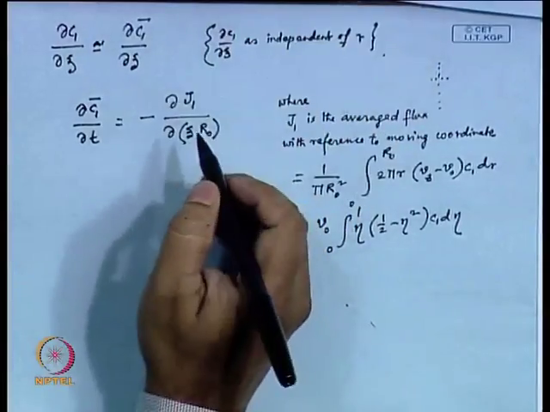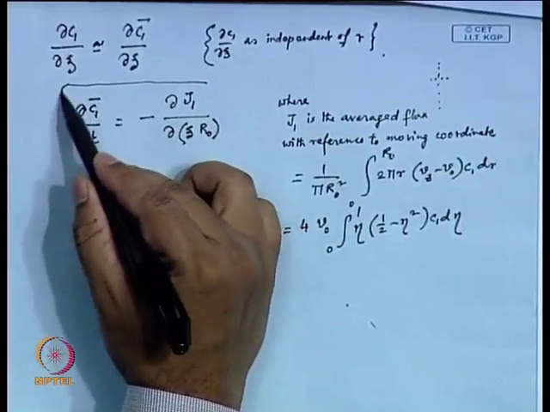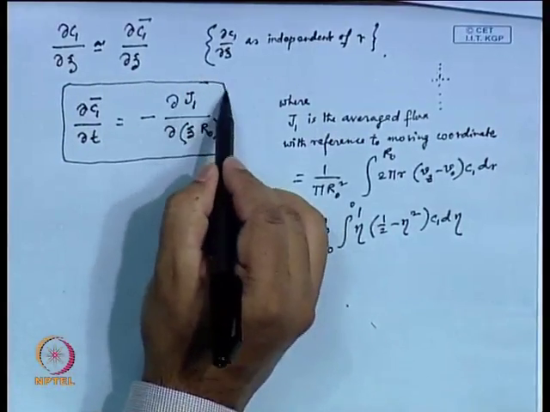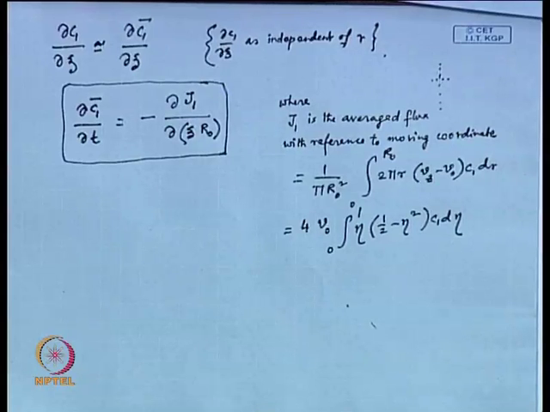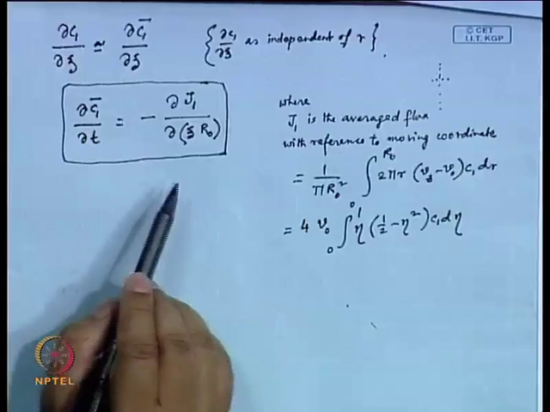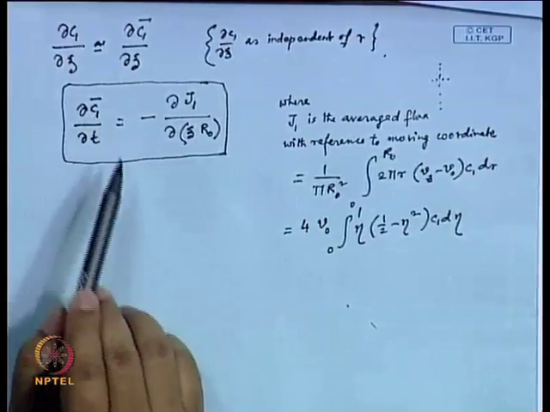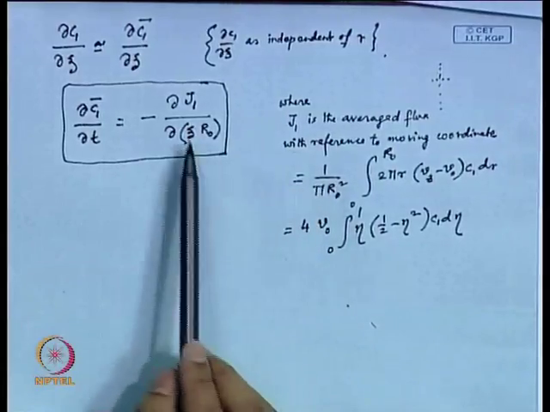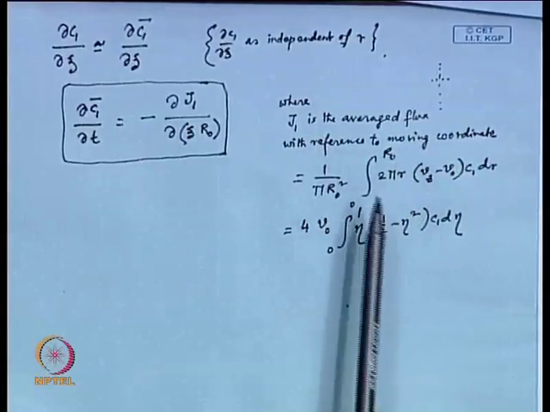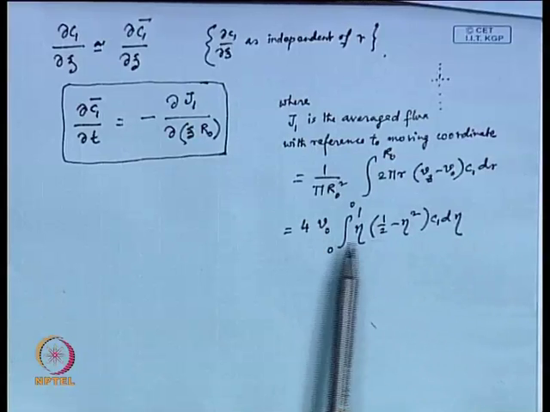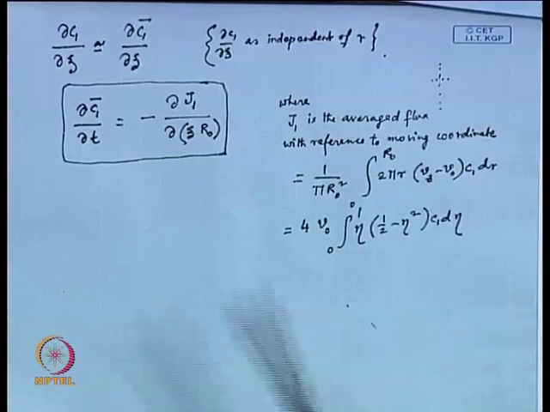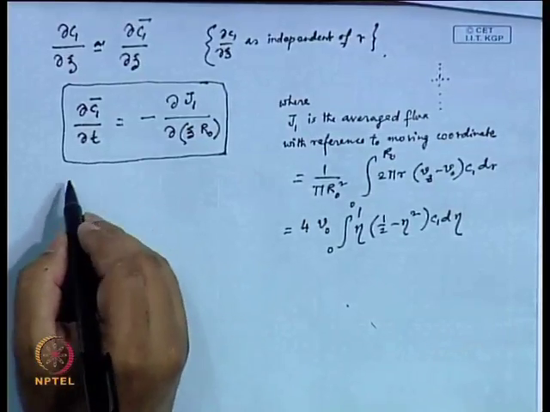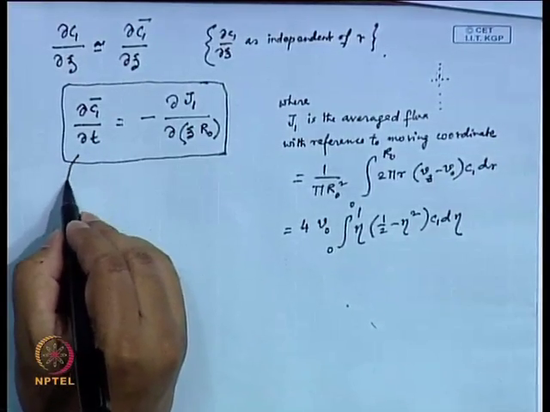What you are doing here is solving this equation, instead of writing it in terms of C alone, in terms of C1 bar. And since you are writing in terms of C1 bar, this J1 also has to be averaged, and this is how the J1 would be averaged in that case. So you would write this as this expression.